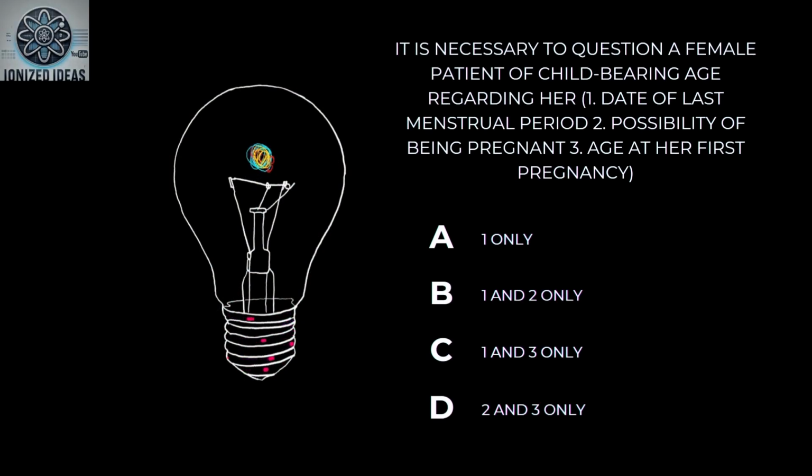It is necessary to question a female patient of childbearing age regarding her 1. Date of last menstrual period. 2. Possibility of being pregnant. 3. Age at her first pregnancy. A. 1 only. B. 1 and 2 only. C. 1 and 3 only. D. 2 and 3 only.